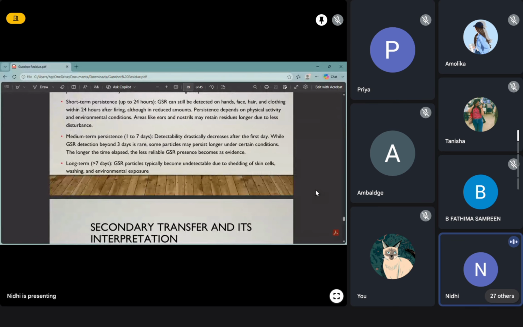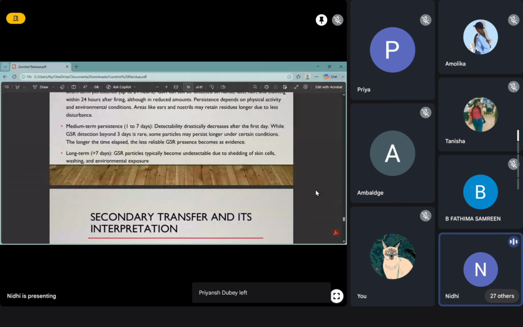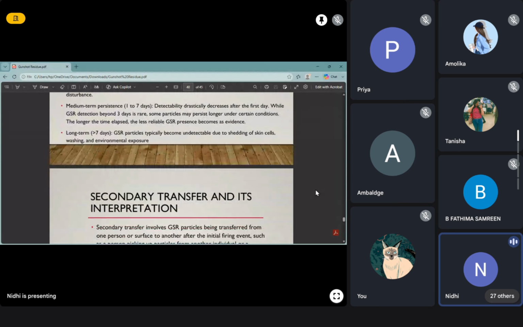Areas like ears and nostrils may retain residues longer due to less disturbance. Then medium-term persistence: detectability drastically decreases after the first day. While GSR detection beyond 3 days is rare, some particles may persist longer under certain conditions. The longer the time elapsed, the less reliable the GSR's presence becomes as evidence. Long-term, GSR particles typically become undetectable due to shedding of skin cells, washing, and environmental exposure.